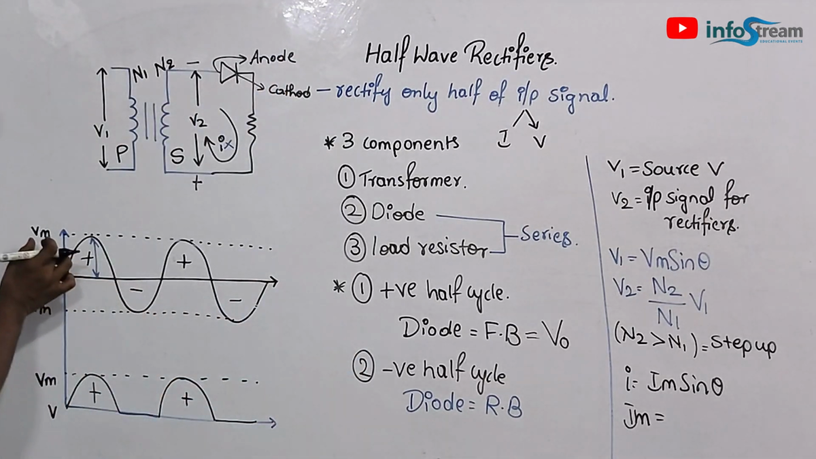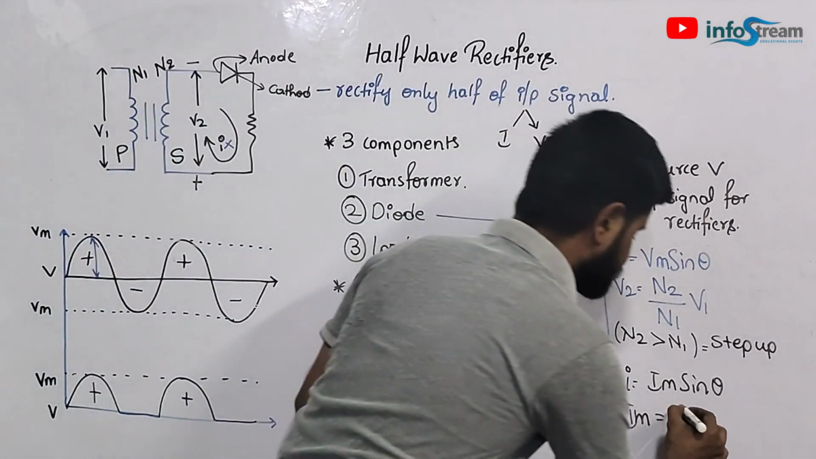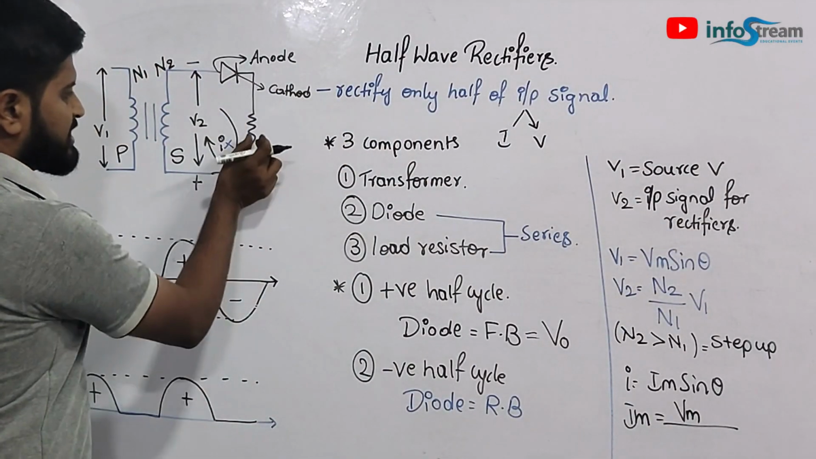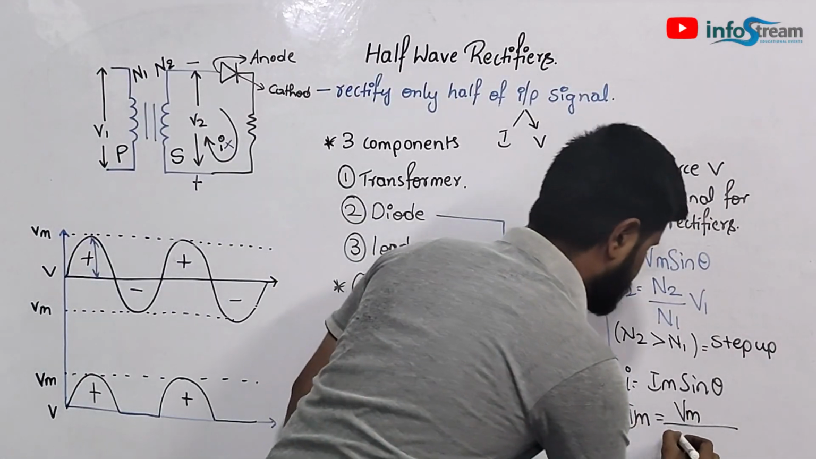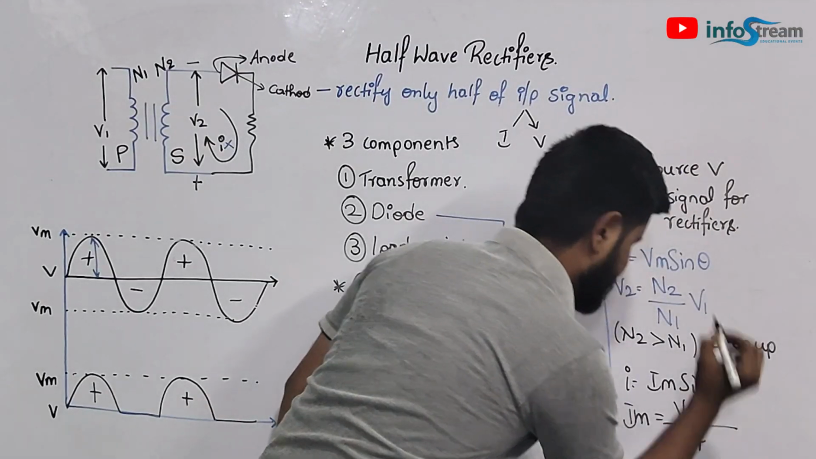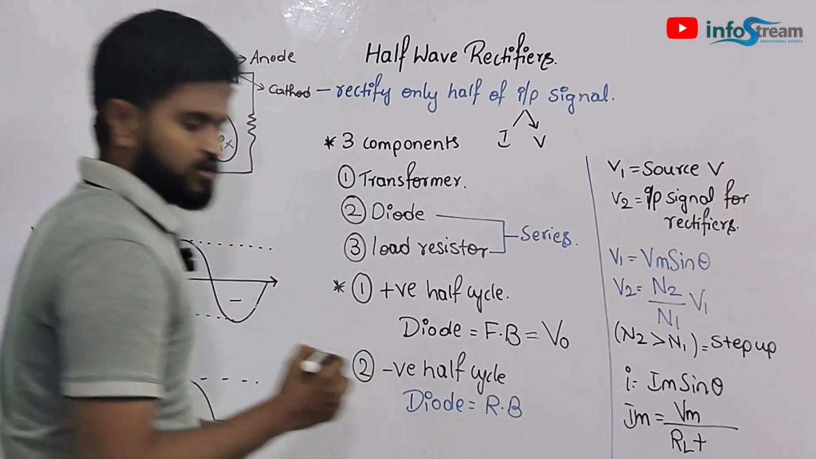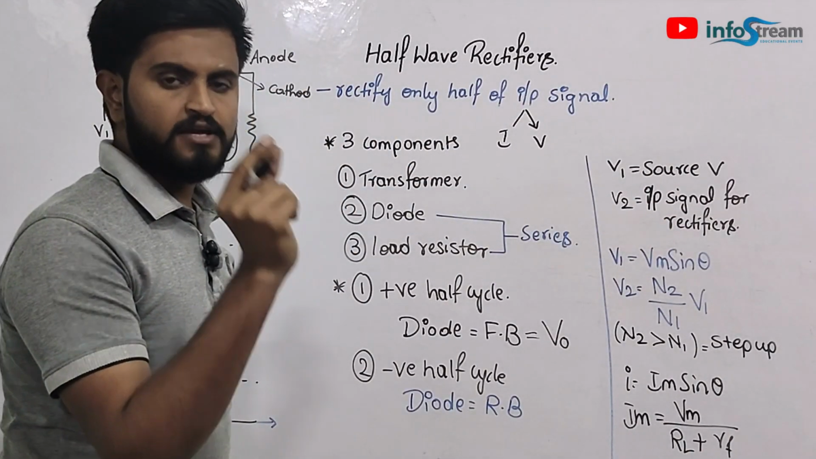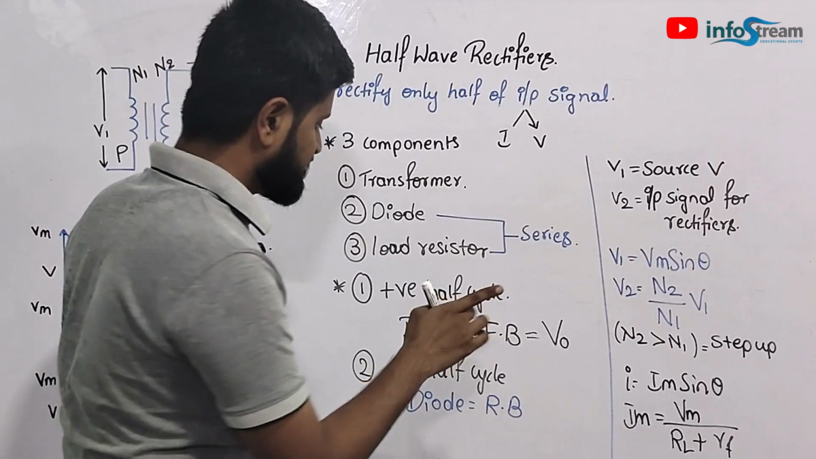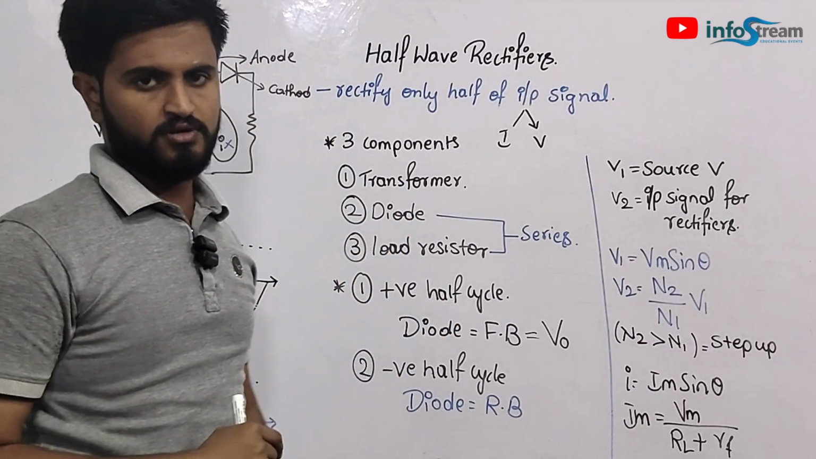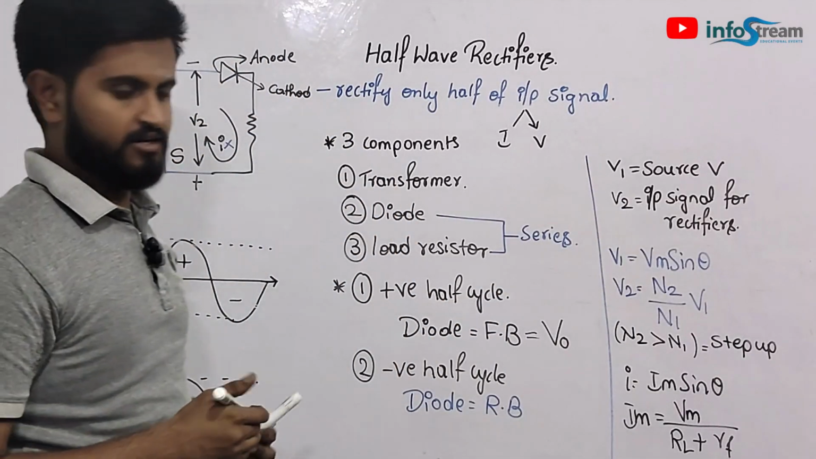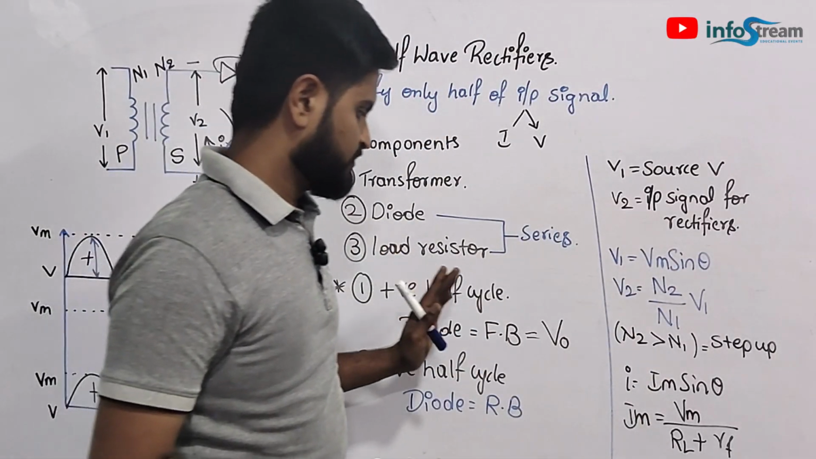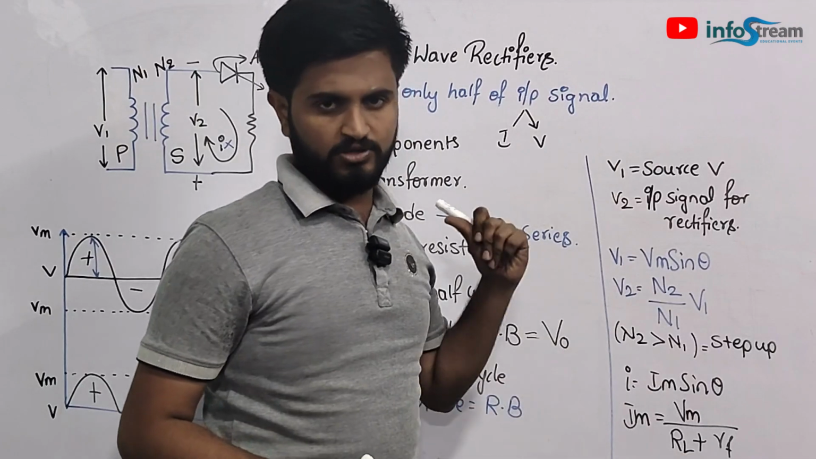So what is the maximum voltage we have? Vm divided by the resistance sources. Here we have the load resistance, so I will call it RL plus RF. What is RF? RF is the small amount of resistance offered by the forward biasing of the diode for the current being generated. It will be in negligible terms, but we will consider that also. So now we have discussed all the formulas.